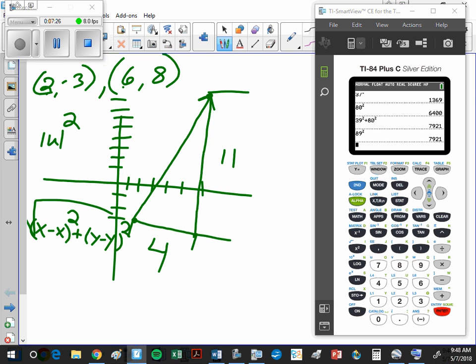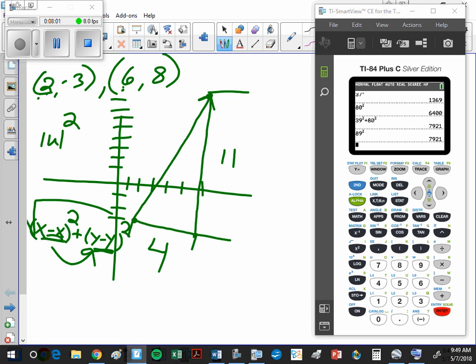Now, does it matter which x I subtract? I did 6 minus 2. Does it have to be that way? No, because we're going to square it, which will get rid of that negative, right? If I did 6 minus 4 squared, 4 squared is 16. But if I do 2 minus 6 is negative 4, and negative 4 squared, it's still positive 16. So the order of the x's is not important, which means the order of the y's is not important.